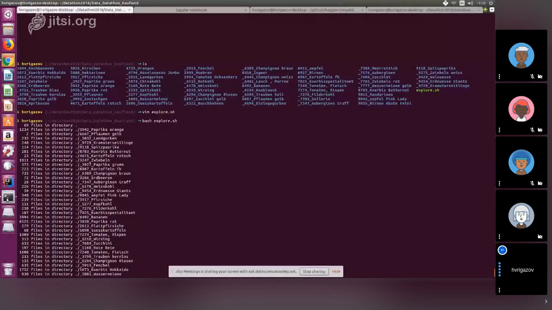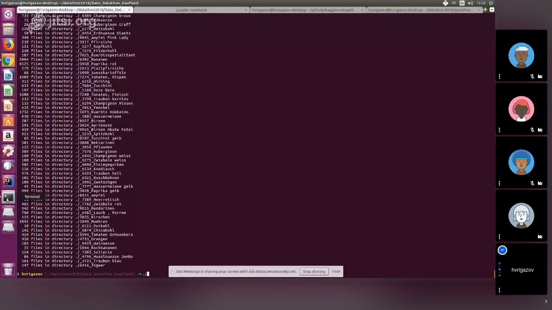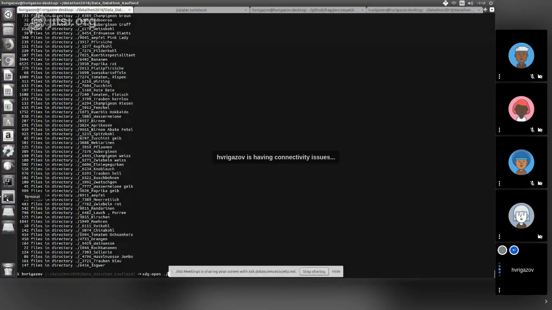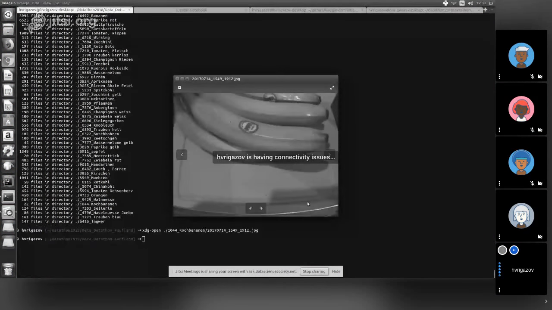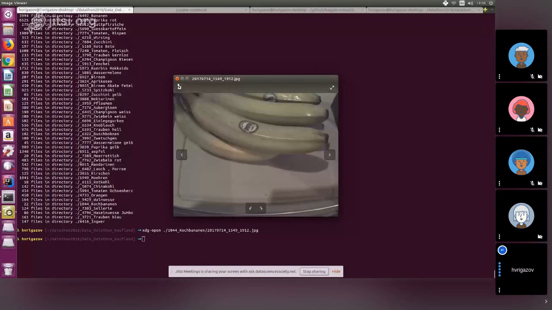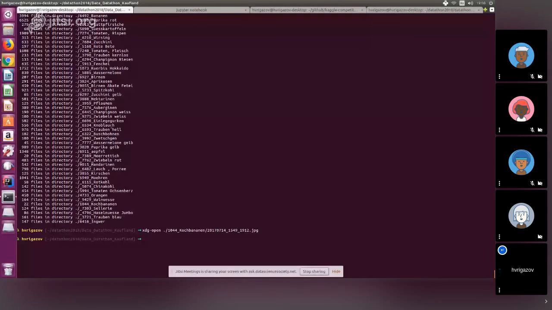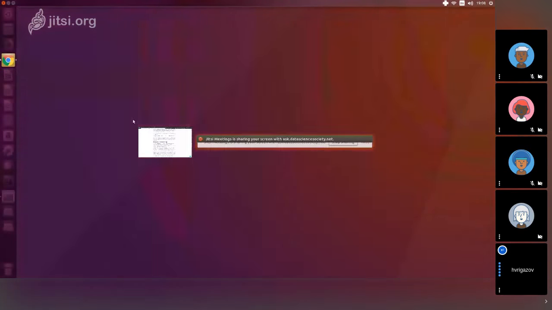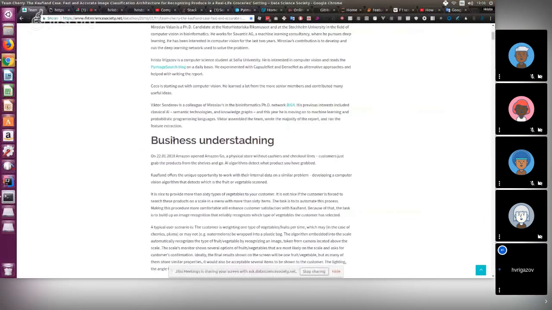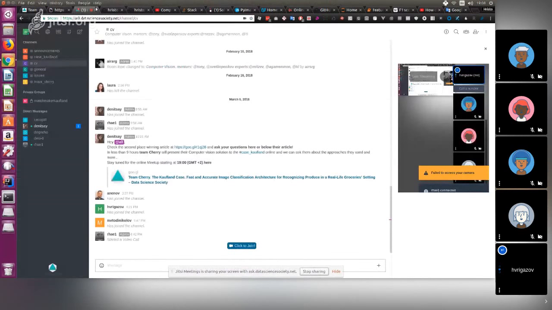So basically, the problem is, let's open just sample images so that you have an idea of what I'm talking about. Basically, you have this image and you have to predict that it's a banana. There are all sorts of difficulties, like the light is different, and so on. So the first thing that we need to do is to have a look at the data.